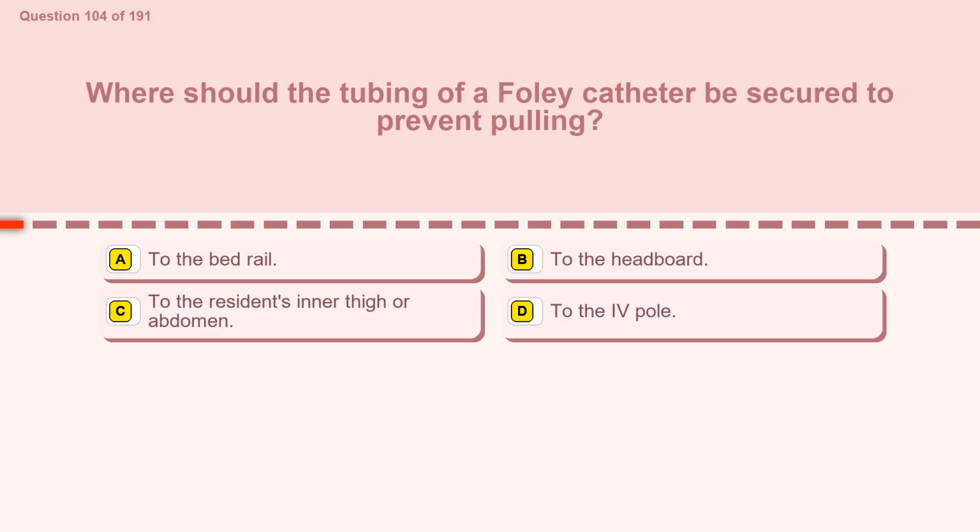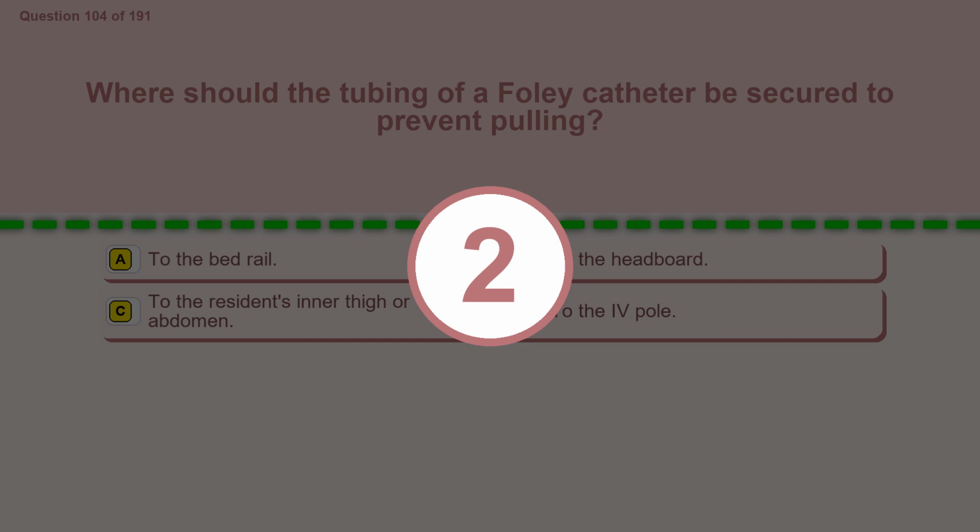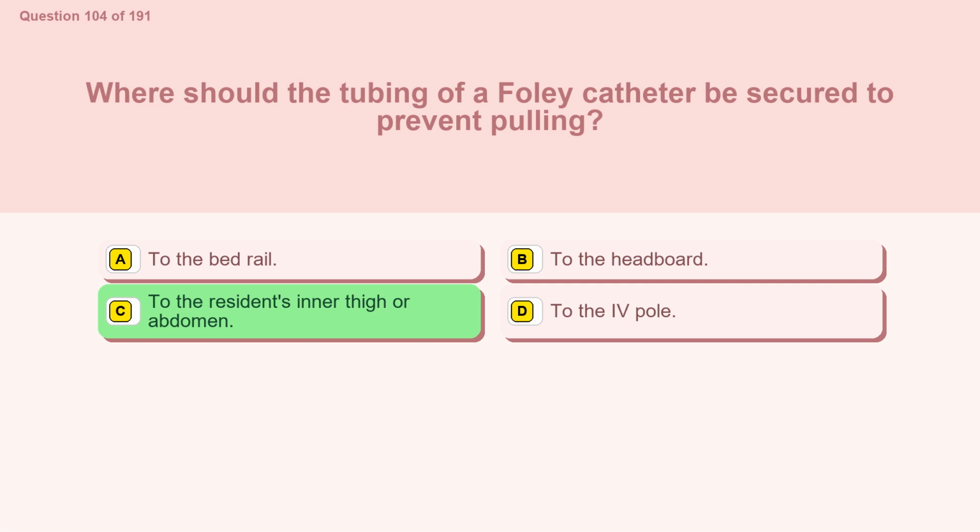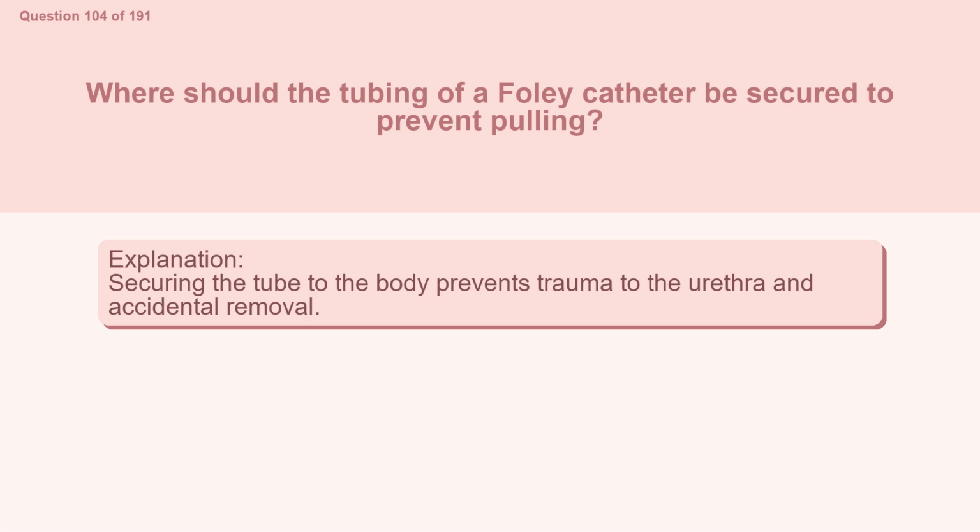Question 104. Where should the tubing of a Foley catheter be secured to prevent pulling? Option A, to the bed rail. Option B, to the headboard. Option C, to the resident's inner thigh or abdomen. Option D, to the forepole. The correct answer is option C, to the resident's inner thigh or abdomen. Securing the tube to the body prevents trauma to the urethra and accidental removal.